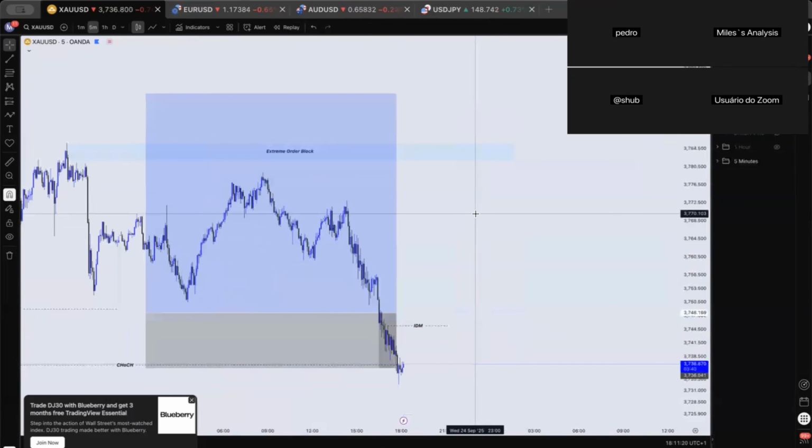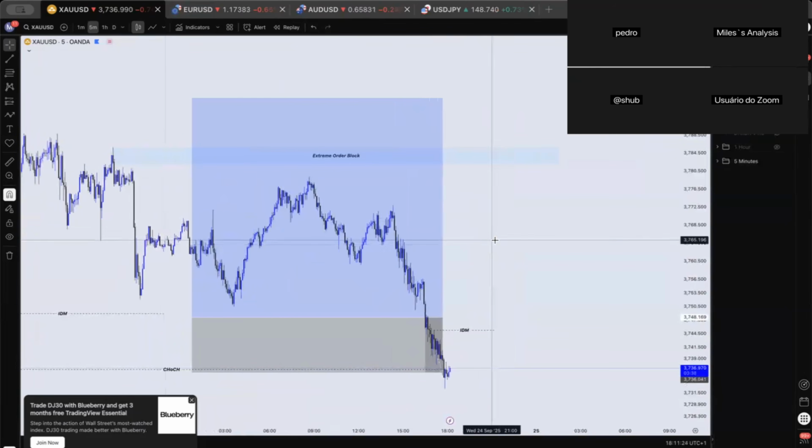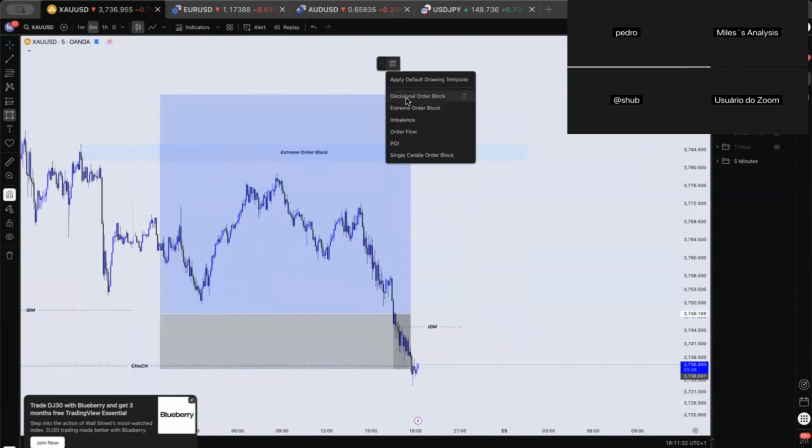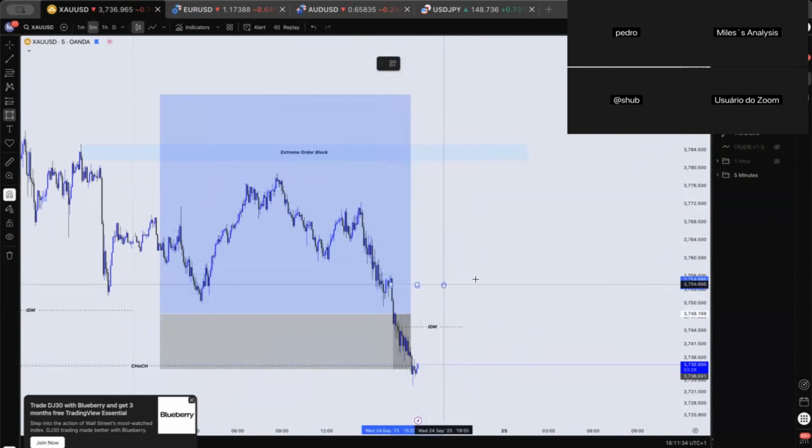Right, but the order block alone is not enough to give you a bias, like in entry confluences. We need some more things to see. So after this inducement, the first order block above the inducement is our decisional order block. So in this case, it would be this one. So this is our decisional order block.